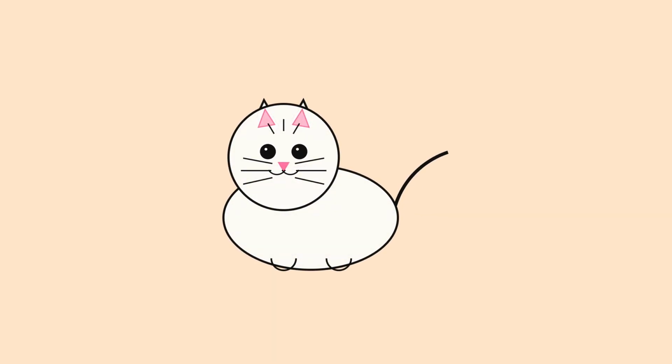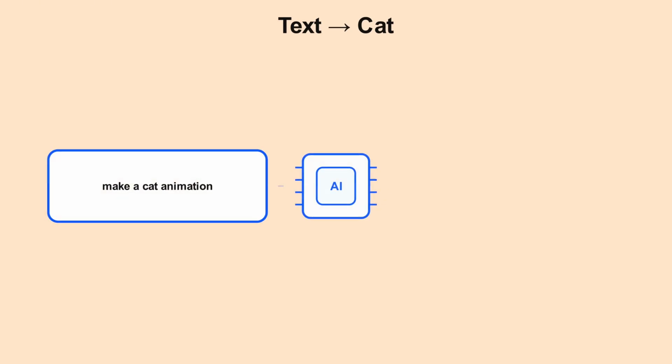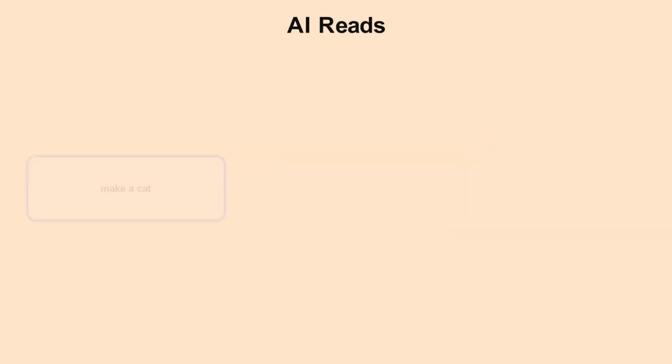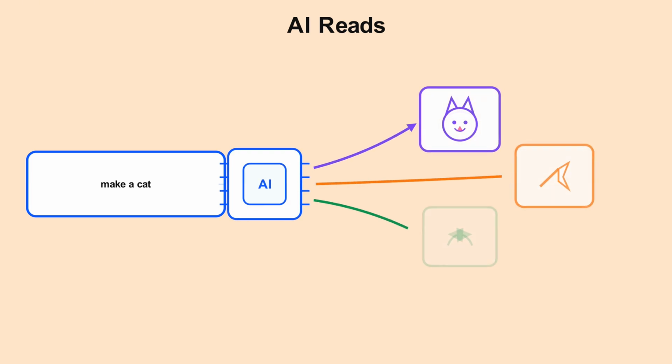This cat was made from text, not filmed, not drawn frame by frame, just a prompt turned into motion. So how does a simple sentence become a moving cat? It starts with a prompt, like, make a cat animation. First, AI looks for the important details. The object is a cat, the style is cute, and the final result needs motion.